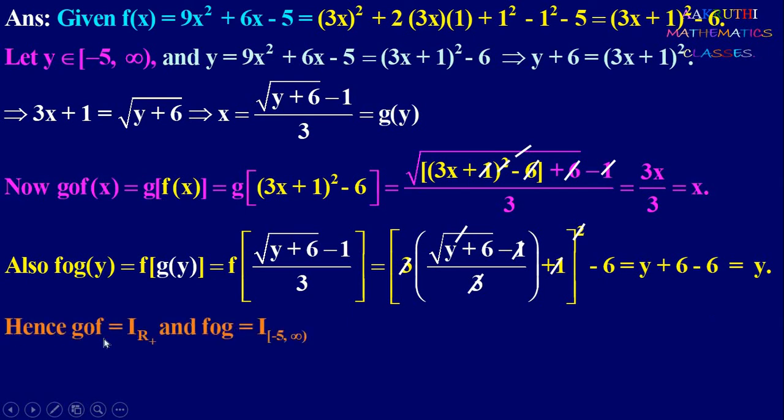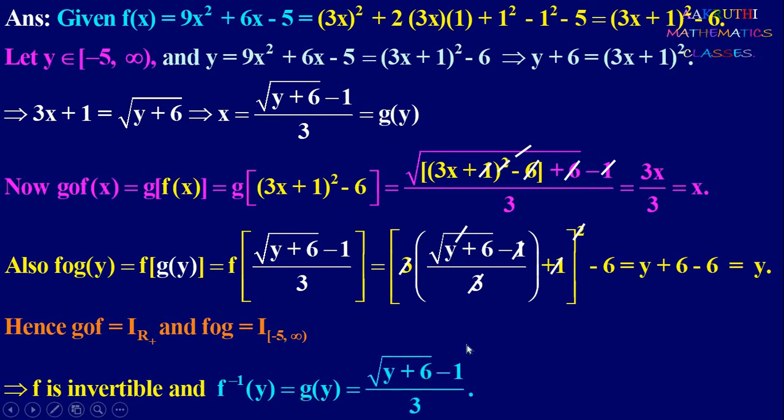So therefore g composite f is identity function and f composite g is also identity function. So therefore for a given function f there exists one function g such that g composite f is identity function and f composite g is also identity function. So therefore f is invertible. So here f is invertible and f inverse of y is g of y. And here we have g of y is root of y plus 6 minus 1 divided by 3. Therefore inverse of the given function is g of y. It is root of y plus 6 minus 1 divided by 3.